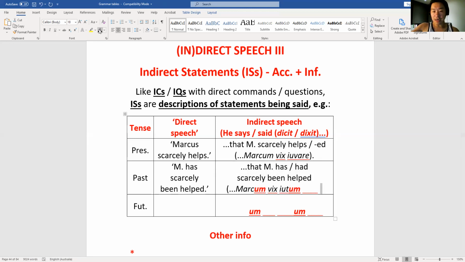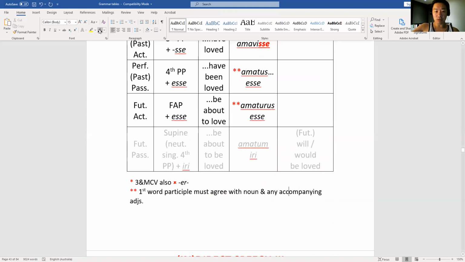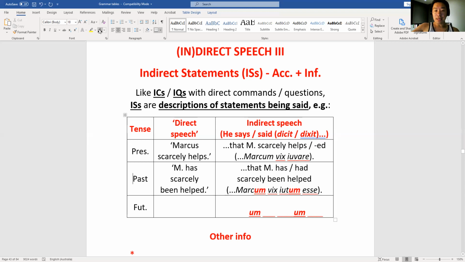And the reason why I have highlighted the endings is because as was with the double dot point here, double bullet point, the participle has to agree. So if it's Marcum, adiutum. If I said the girl has scarcely been helped, puellam, adiutam. If I said the boys have scarcely been helped, pueros, adiutos. So just like any other adjective, being a participle has to agree with the noun it describes in number, gender, and case. So this is no exception. And the future, Marcus will help us.